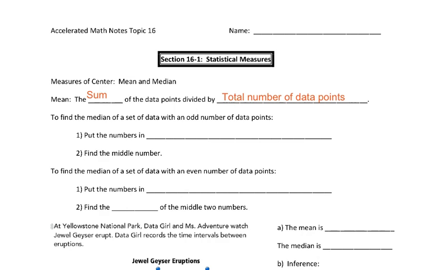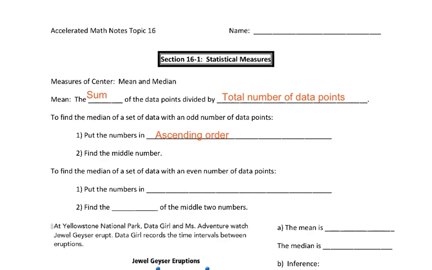The second one is median, and remember the median is the middle number. So in order to find the median, we have to put the numbers in ascending order and then find the middle number. And remember that ascending order means least to greatest, so it goes up. So you put the numbers from least to greatest and then you find the middle number. If you have an odd number, that will give you the middle number.